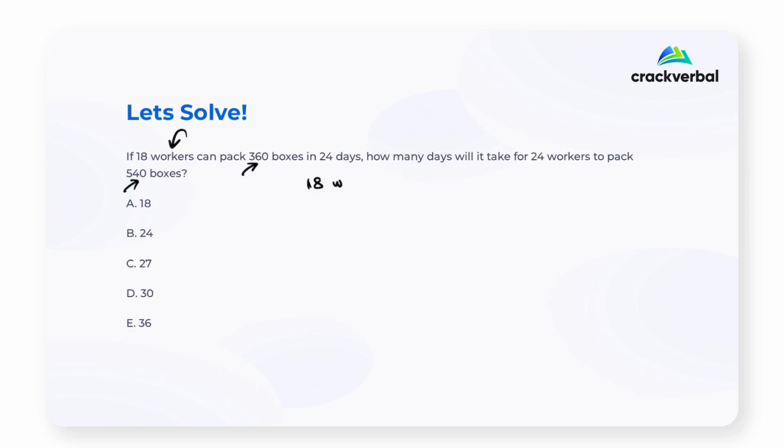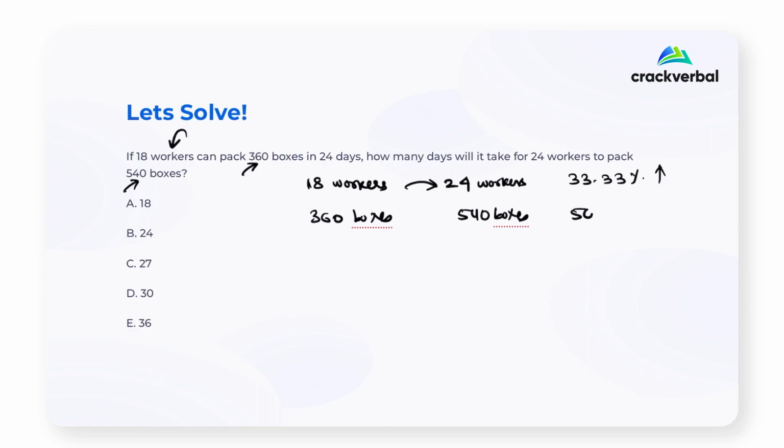Let's look into it. The number of workers has increased from 18 to 24, whereas the amount of work has increased from 360 boxes to packing 540 boxes. So the increase in the number of workers is almost 33.33%, whereas in that comparison, I see the amount of work has increased by 50%. So although your work has increased by 50%, the total number of workers have only increased by 33.33%. So the overall time has to be greater than 24 days. Answer option A and B thus can be eliminated.